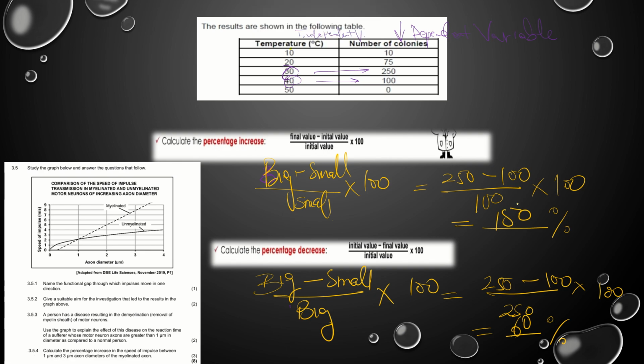So for this instance, we have 150, and in this instance we have what? 60. And if you check, because I said for percentage increase we get a bigger value, here it's 150, which is more than the 60. This is the percentage increase. This is the percentage decrease.